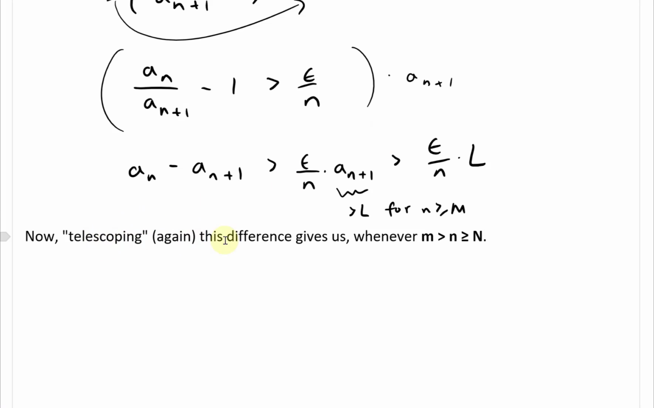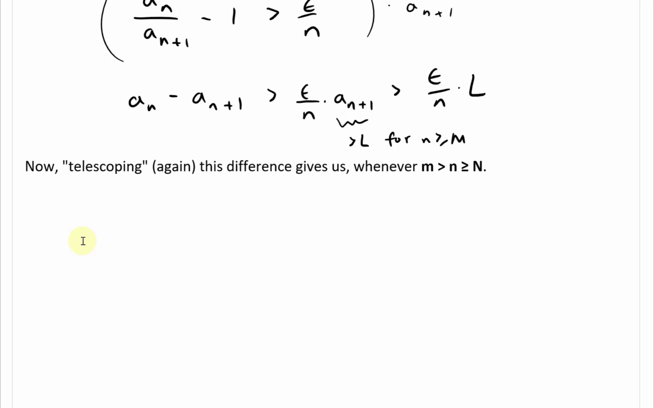Alright, so now that we have that, what we can do is, quote, telescoping. Again, this difference gives us whenever lowercase m is greater than n, which is greater than or equal to capital N. Again, this telescoping is just a way of expanding terms that are like this and then shrinking them down by eliminating everything. Basically, remember we have an and then we have an minus an plus 1. So then when the next one, we're going to have an plus 1 on this side and then a negative sign on the previous. So the signs change, we're going to cancel.